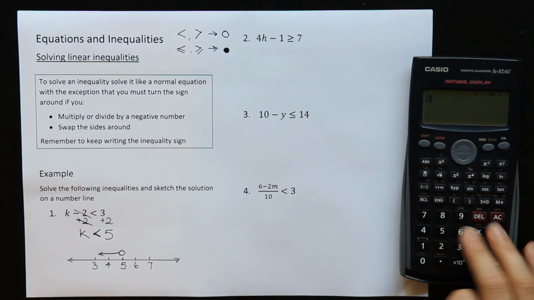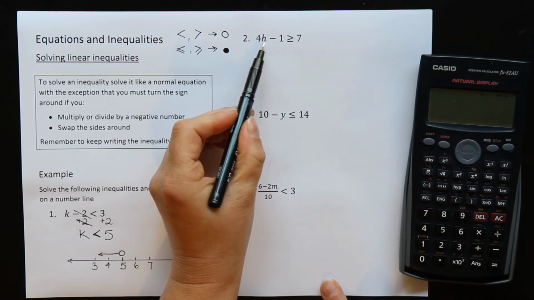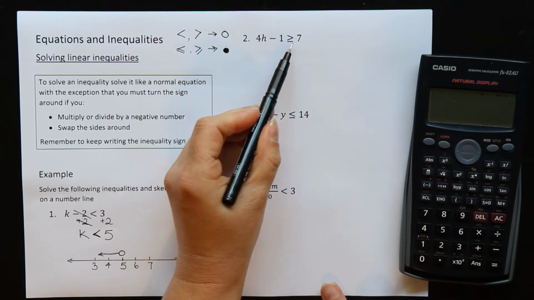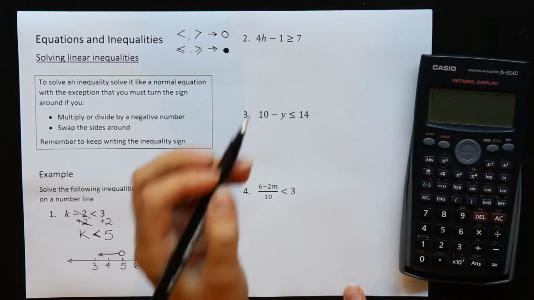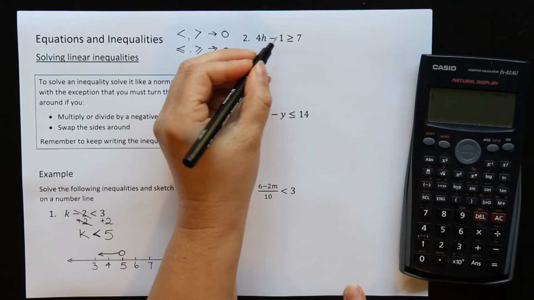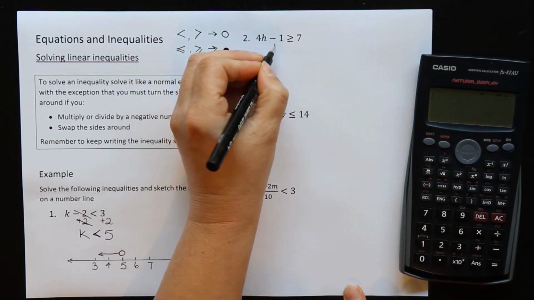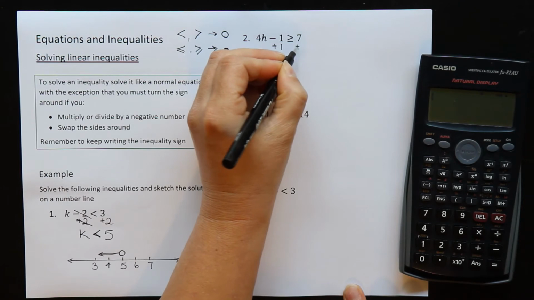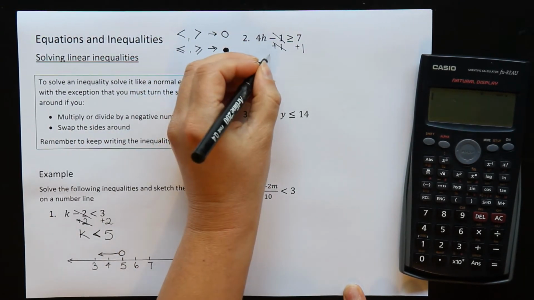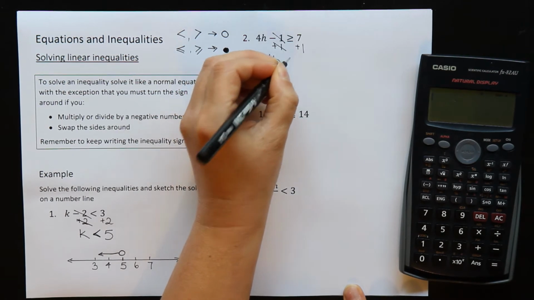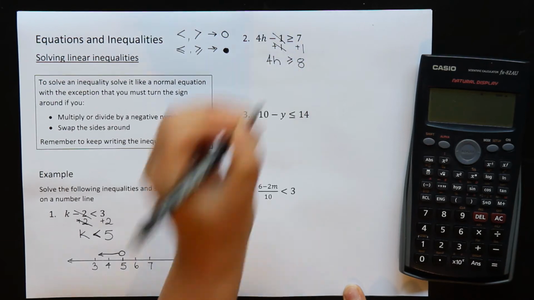Let's do it all again for question 2. So a new equation here, 4h minus 1 is greater than or equal to 7. Let's treat it just like an equals sign. I want to move the 4 and the 1 away from the h. So first of all the 1. The opposite is to add 1 to both sides, which gets rid of that. So that makes 4h is greater than or equal to 7 plus 1, which is 8.